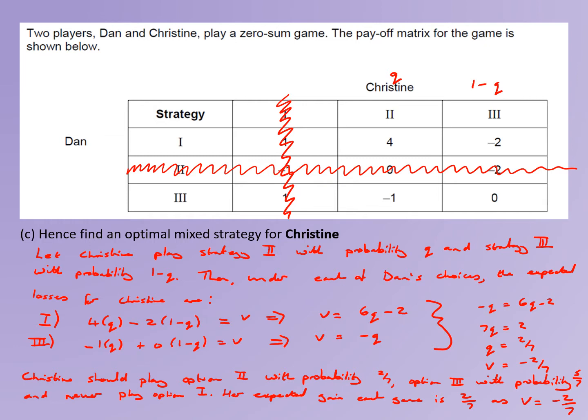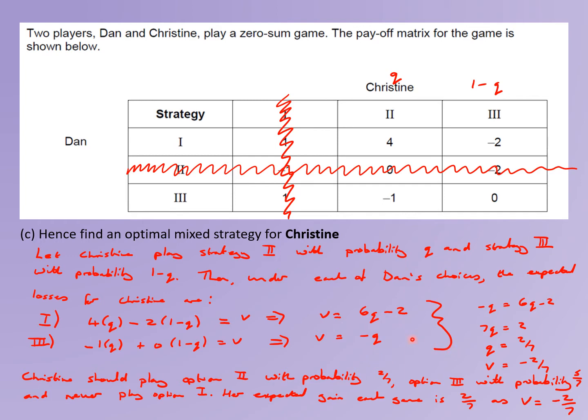So we then need to state that under each of Dan's choices, the expected losses for Christine, remember that these values are what Christine can expect to lose each time, are. So under Dan's option 1, we're doing 4 times Q, so 4 multiplied by the probability, -2 times 1 minus Q. Simplifying this down gives us V equals 6Q minus 2. We're then going to say that for Dan's choice 3, Christine's expected loss is -1 times Q and then 0 times 1 minus Q, which leads us to V equals -Q.